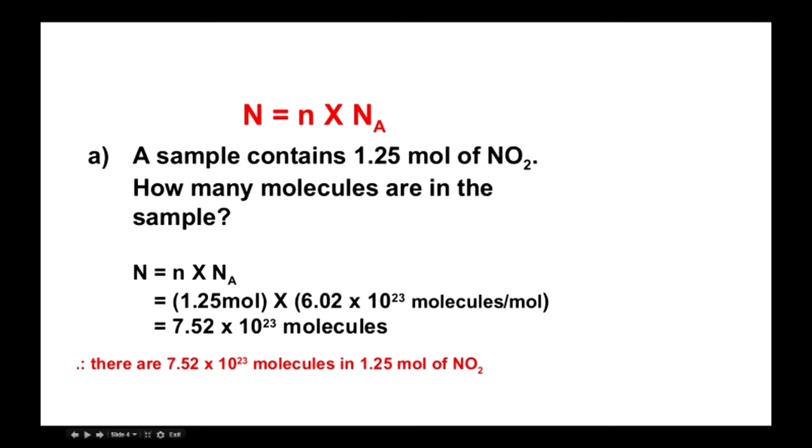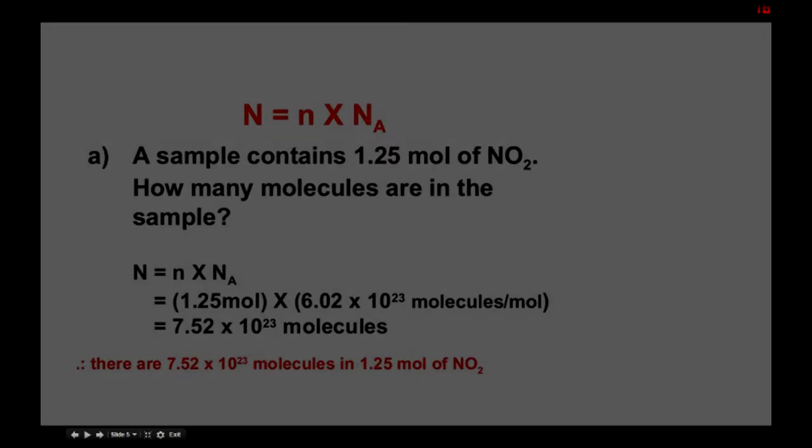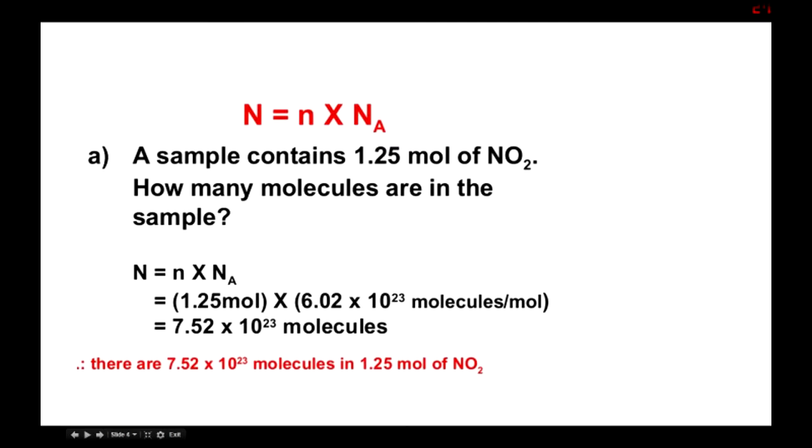Alright, here we go. So a sample contains 1.25 mole of nitrogen dioxide. How many molecules are in the sample? So to figure this out, we need to find the number of molecules. So we use this formula right here on top. So basically, when you plug in the data, this becomes 1.25 mole times 6.02, which is Avogadro's number, times 10 to the power 23. Or there are 7.52 times 10 to the power 23 molecules in 1.25 mole of nitrogen dioxide.